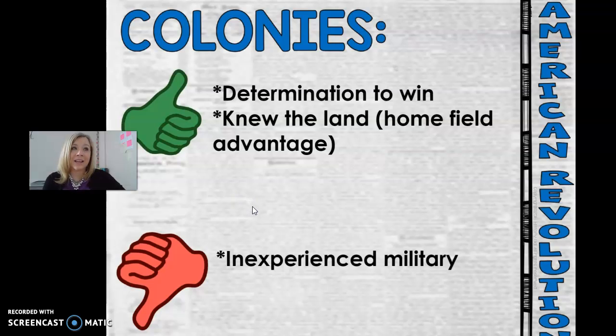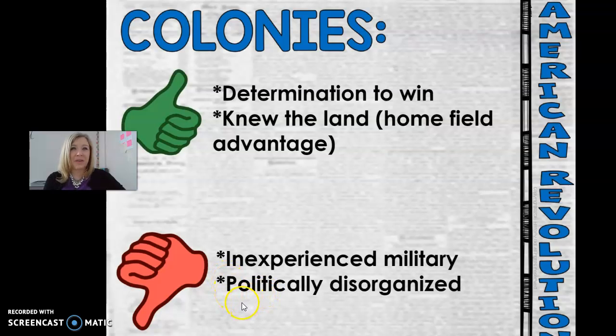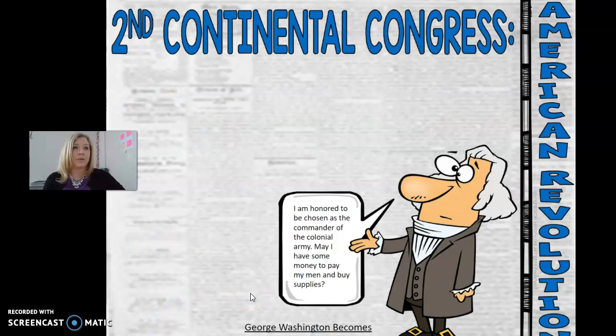Some negatives would be that they have a very inexperienced military. Most of these are militias, which are just Minutemen. They are people who are trained just on their free will, just to work and fight in an emergency situation. We also have some disorganization. We're not really together quite yet. There's some contention between how we should run, and so we're not really super organized right now.